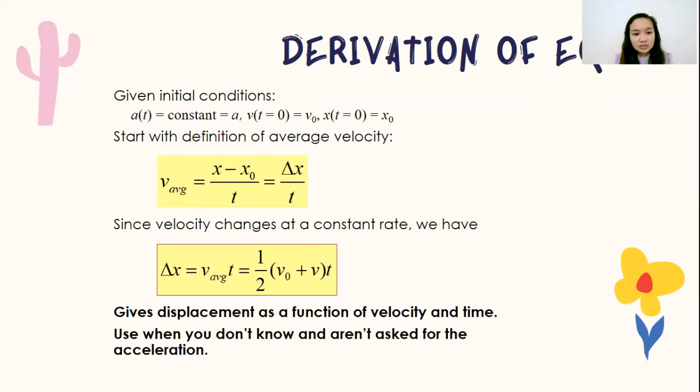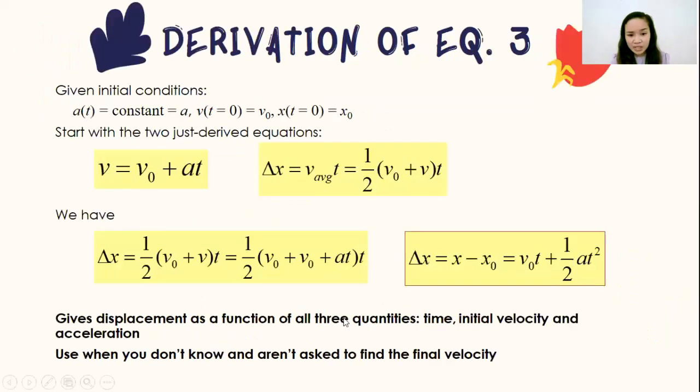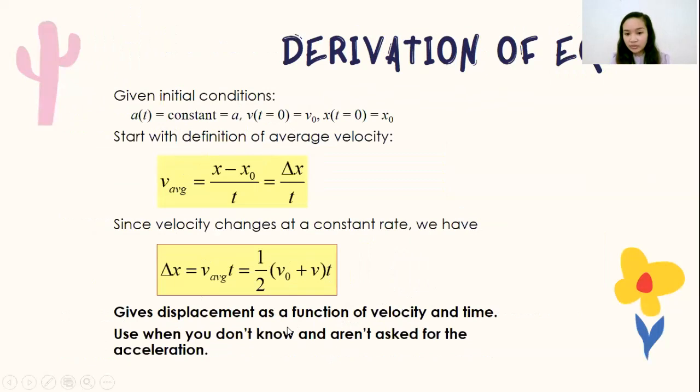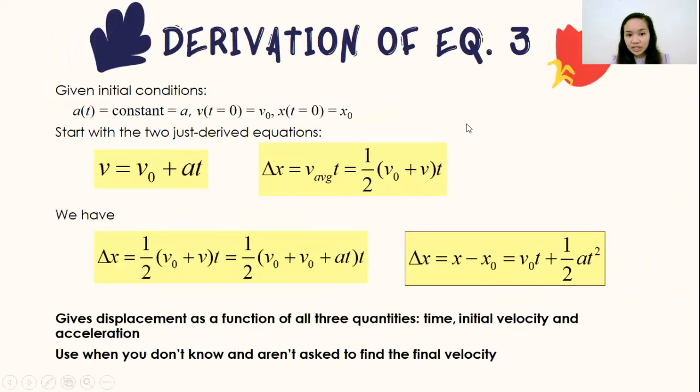Okay. So we have here, since velocity changes at a constant rate, we have this equation, okay, and then gives displacement as a function of velocity and time. You can use this when you don't know your acceleration. Okay, so kapag hindi na given sa acceleration, you can use this equation to solve for your distance or your displacement. Sorry, that's displacement.